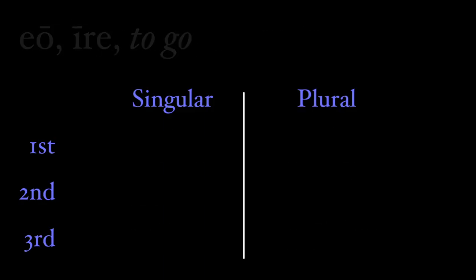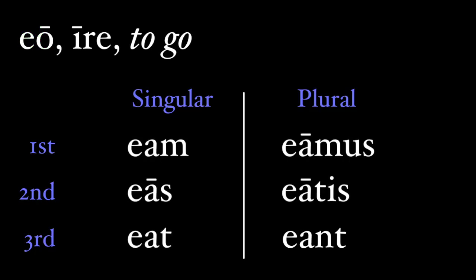And one more. The verb eo, ire, to go, is technically a fourth conjugation verb. Its second principal part doesn't just end in -ire, it is ire. But it also has many traits of second conjugation verbs. So its first principal part doesn't just end in -io, it is eo. And so its present subjunctive follows the second conjugation pattern.